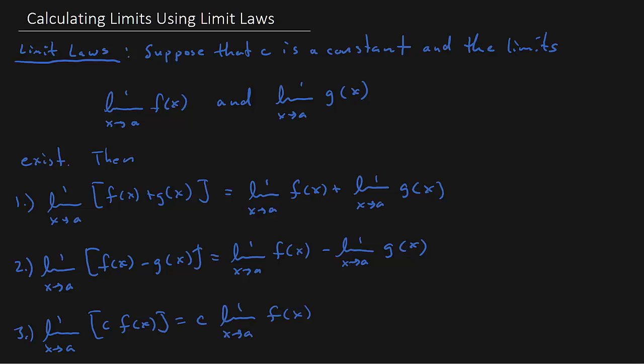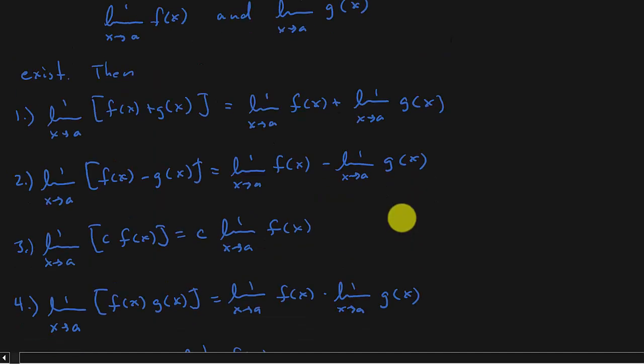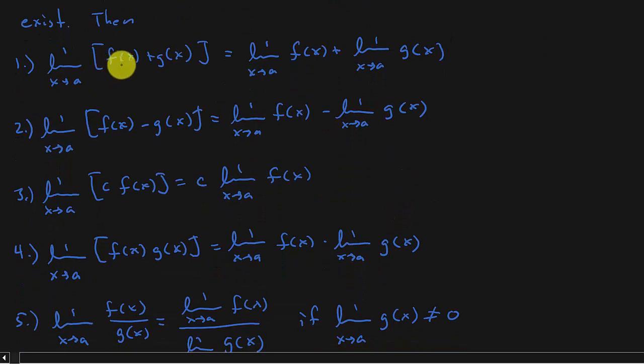So the limit laws: suppose that c is a constant and the limits of f of x and g of x as x goes to a exist, then the limit of f of x plus g of x and the limit of f of x minus g of x as x goes to a is the limit of f of x plus the limit of g of x, and then the limit of f of x minus the limit of g of x. So what this is saying is that if you have multiple terms and you're taking the limit of all those, you can split them up. You can take the limit of each term.